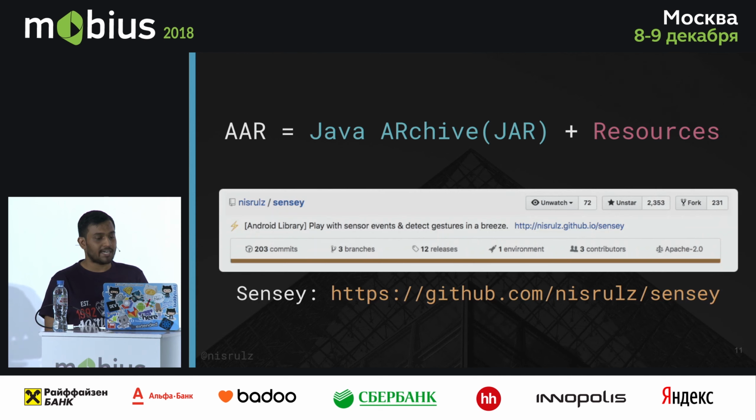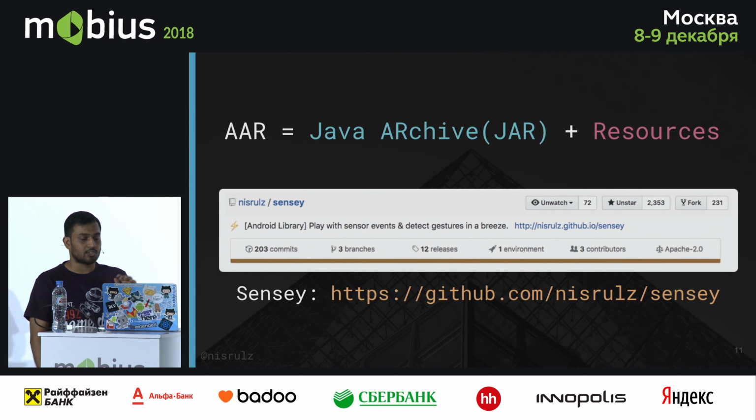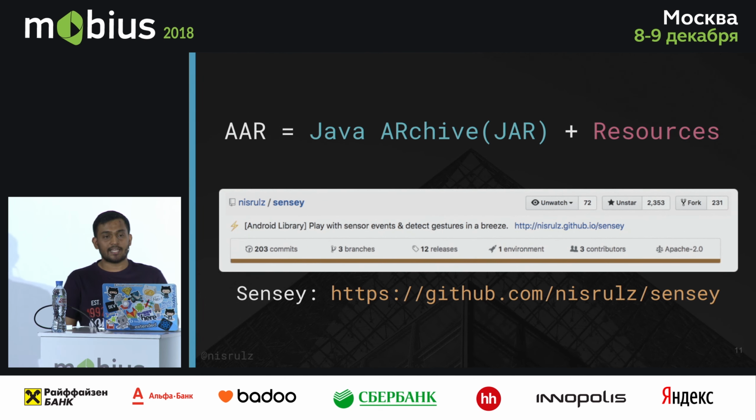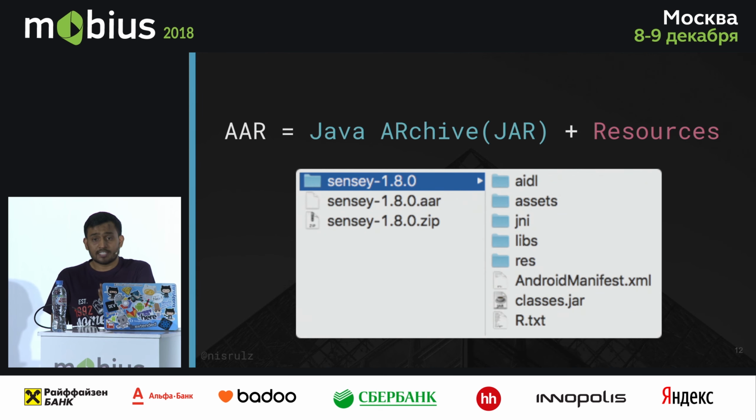So I took a library that I built called Sensi. What Sensi basically does is it allows you to handle gestures using your sensors in a much simpler manner. Say, for example, you're doing a wave gesture or you're flipping your phone. All these kinds of things are super easy to do. So I took the AAR of this Sensi library itself. Now, since it's an archive, I thought, why not just rename the extension of AAR to .zip and unzip this. As soon as I unzip this, I see all the files that the AAR contains.